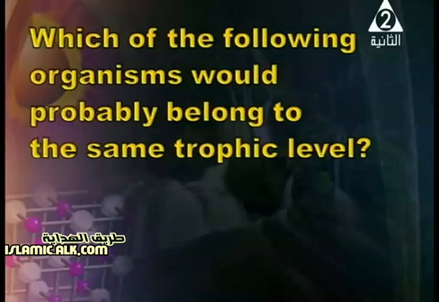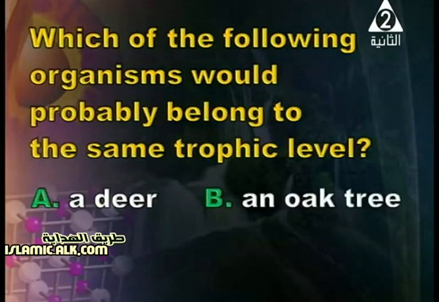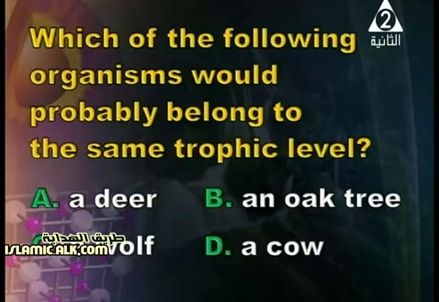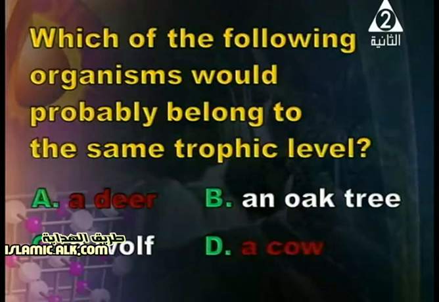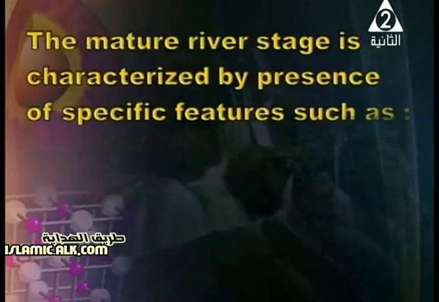Which of the following organisms would probably belong to the same trophic level? As you see, my dear students, we have 4 options: deer, oak tree, wolf, a cow. We need to choose 2 answers for 2 animals in the same trophic level. It's very obvious, it is a deer and a cow, because both of them are herbivorous. Let's go to the next question.